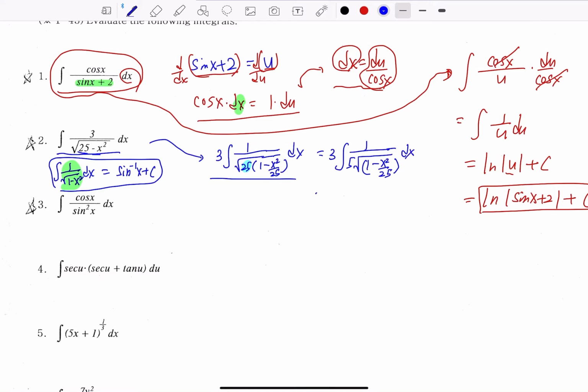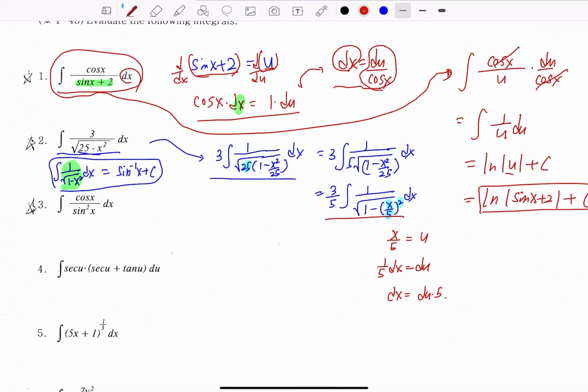And then take out 1 over 5. So the fraction 3 over 5 is outside. 1 over square root of 1 minus, I will do parentheses, x over 5 squared, dx. Because if there is a linear expression to the n power form, you can use u sub. Now we can use u substitution for x over 5. x over 5 is u, and differentiate both sides. 1 over 5 dx is equal to du. Isolate dx. dx is equal to du times 5.